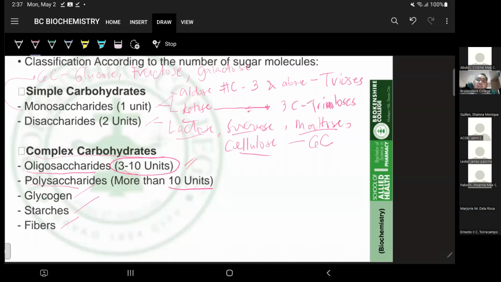Usually your oligosaccharides are byproducts of the hydrolysis of your polysaccharides. Sometimes when our polysaccharides are hydrolyzed, or their bonds are broken down, they are not simply broken down into one single unit, which is glucose. Some of it will break down into more than 10 units, or around 3. Your polysaccharides will break down not directly into one single unit, but rather into 3, 5, or 10 units of those carbohydrates. That is why we have byproducts called oligosaccharides. Later on, we will learn the examples under oligosaccharides.